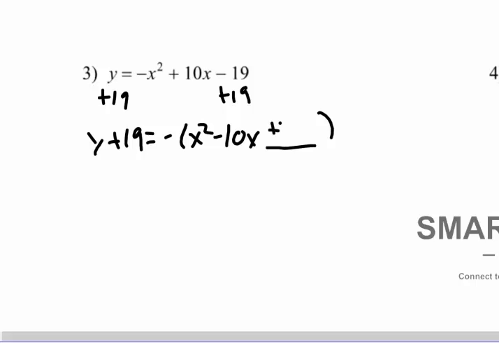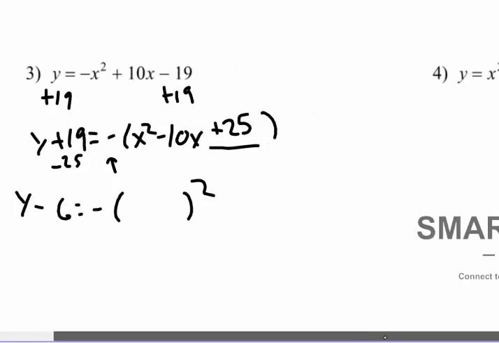Negative 5 squared is positive 25. And we have to take that positive 25 times the negative. So that really means we're subtracting 25 from both sides. So that would give us y minus 6 equals, and then I'm going to leave the rest for you to finish up. Alright, next one.